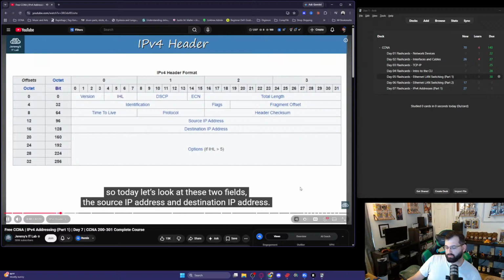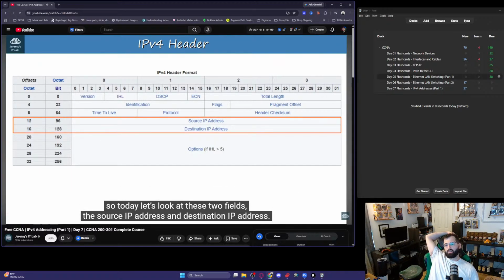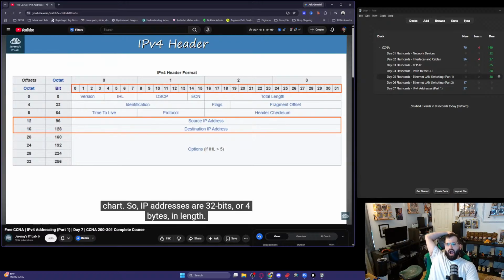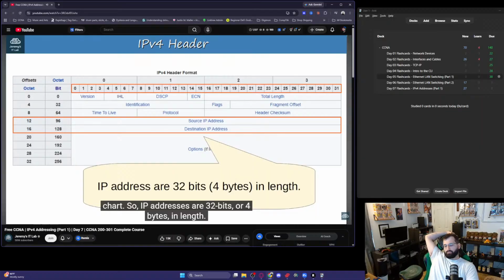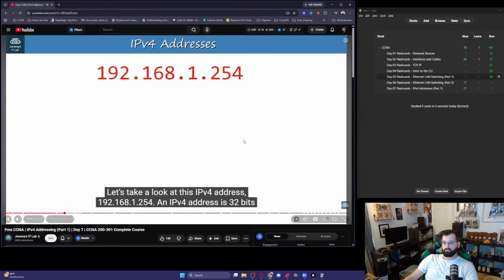So today let's look at these 2 fields, the source IP address and destination IP address. These fields are both 32 bits in length. As you can see, they stretch from 0 to 31 in this chart. So IP addresses are 32 bits, or 4 bytes, in length. Let's take a look at this IPv4 address, 192.168.1.254.